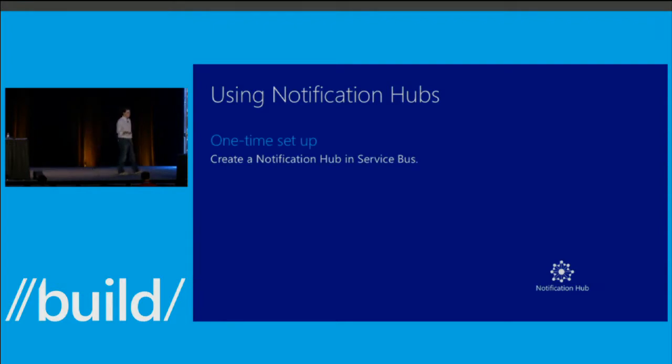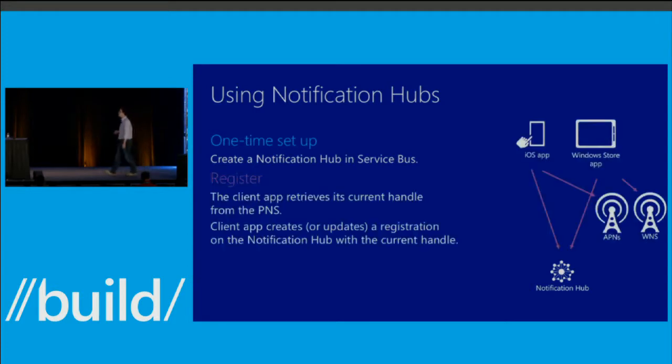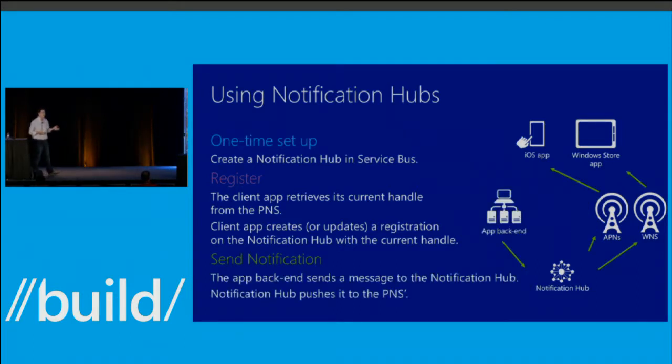There's a one-time setup. You create a Notification Hub inside of Windows Azure Service Bus. And then what happens is that when the client registers, you retrieve the handle from the platform notification service and you store it inside of the Notification Hubs. After that, your app backend sends a notification to the Notification Hub, which then uses the correct platform. You do not have to know which platform, which device is which. You just send one notification to the Notification Hub, and then we route it through the correct platform notification service to the device.